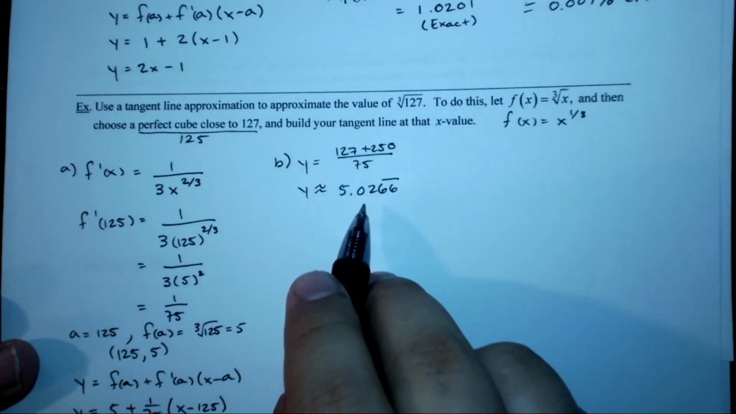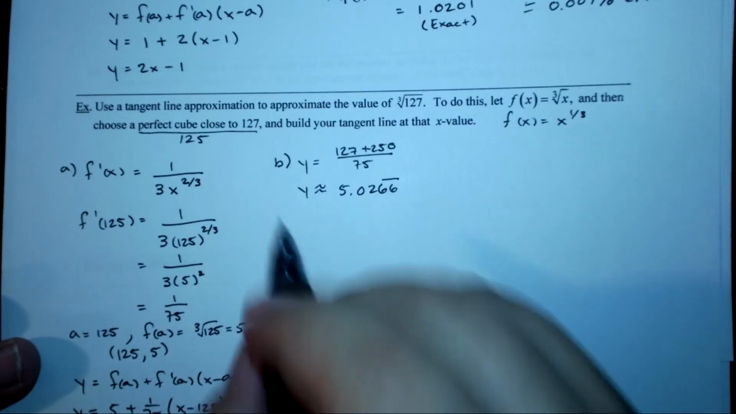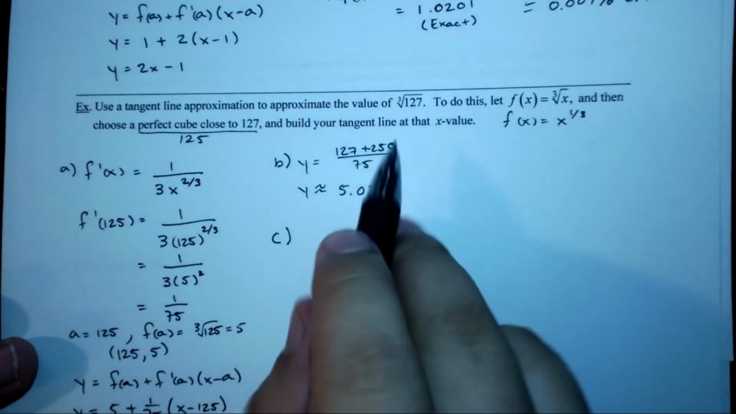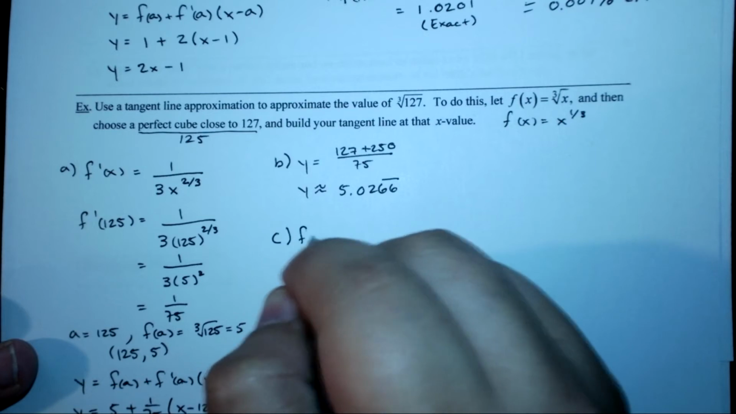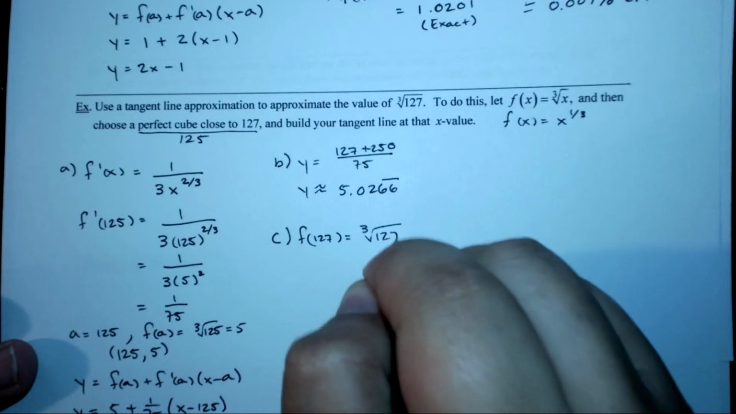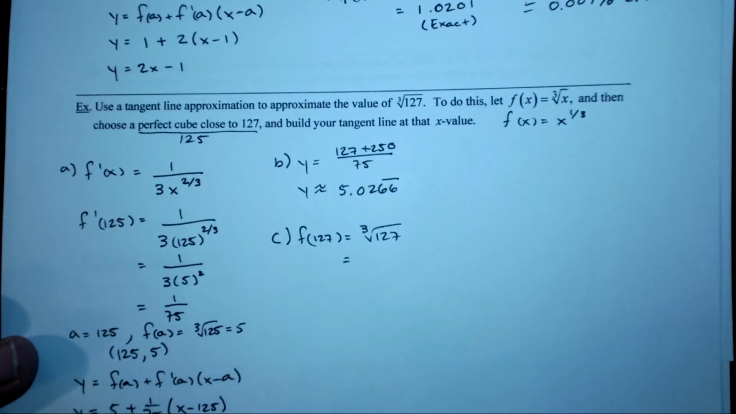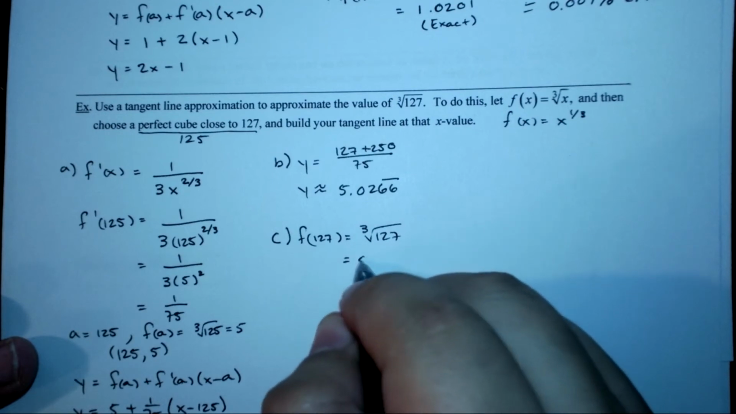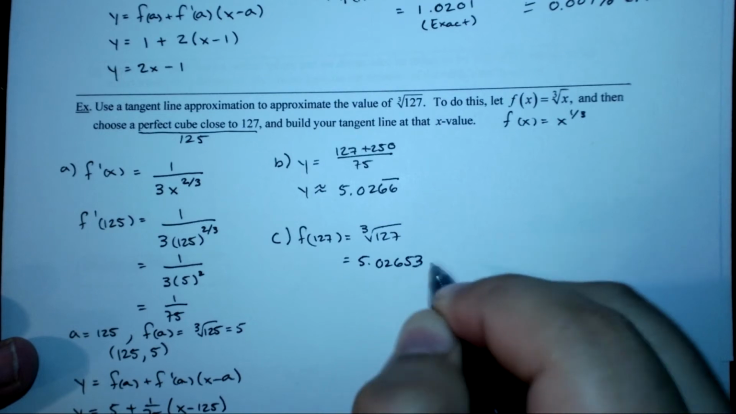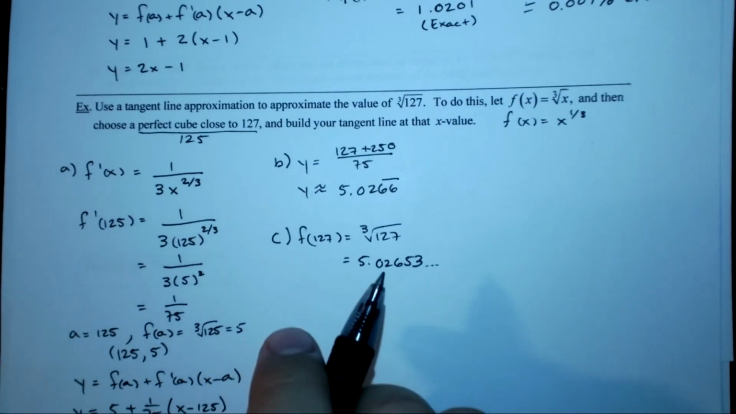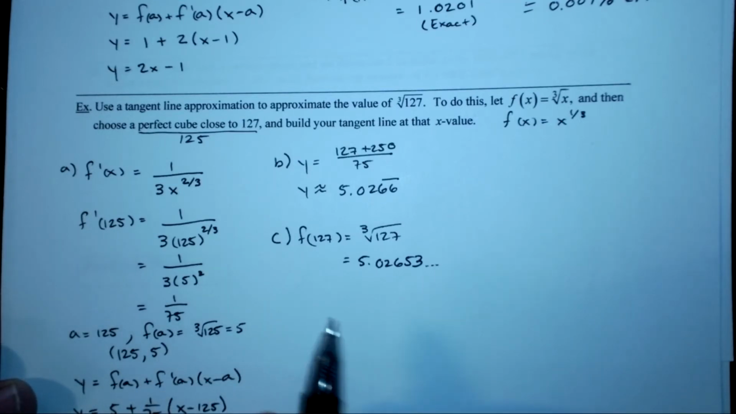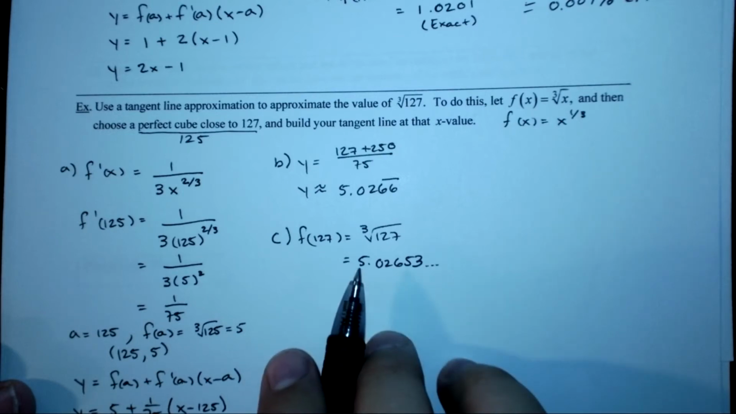So that's what we get. Next, part C, if you recall, was to calculate the actual value. So f of 127 is equal to the cube root of 127. And if you solve for that, you should get 5.02653 and so on, right? But I'm just going to write these numbers for now, just so we don't have the never-ending decimal.